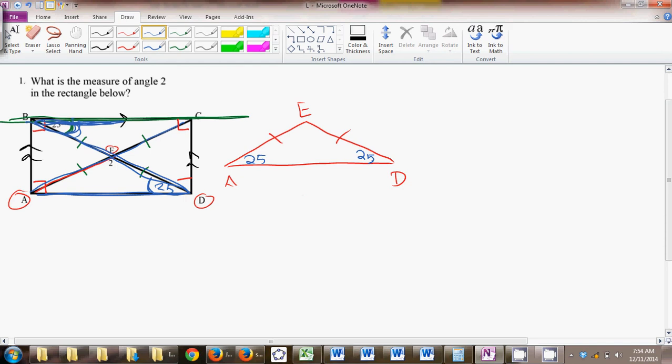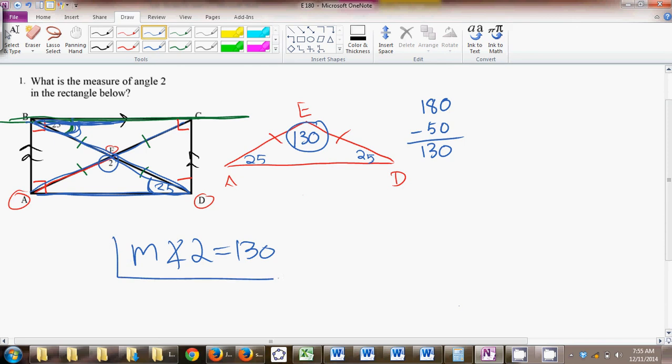And we know in total, in a triangle, there's 180 degrees. And since between angle A and angle D, there's 50, we take our 180, subtract that 50, and we're going to find angle E. There's 130 degrees left for angle E in that triangle. And angle E, this 130, is angle 2. So we can conclude the measure of angle 2 is 130 degrees. Great. Thank you.